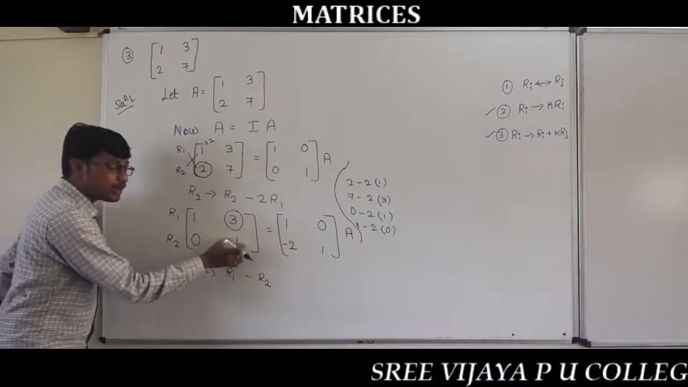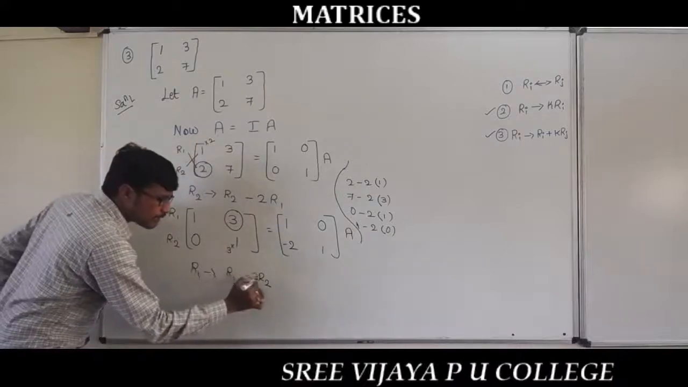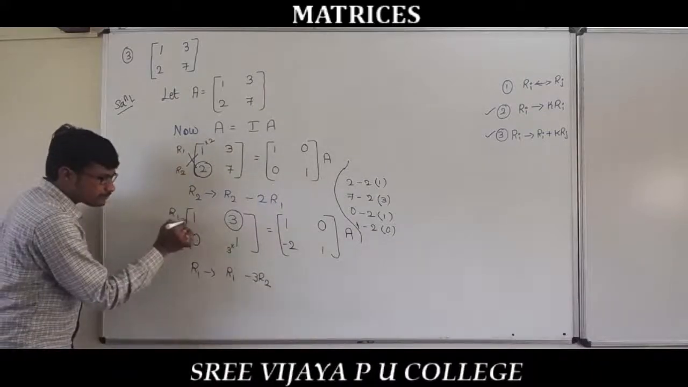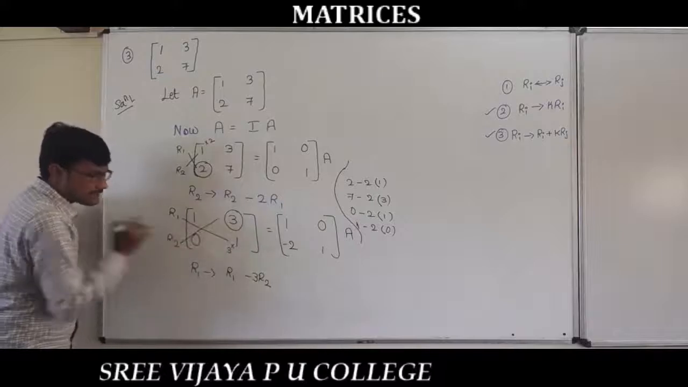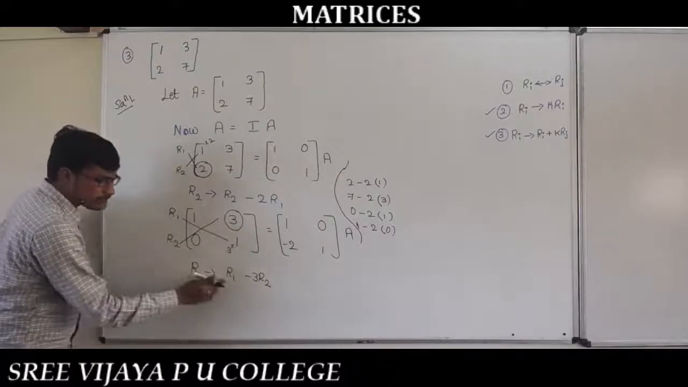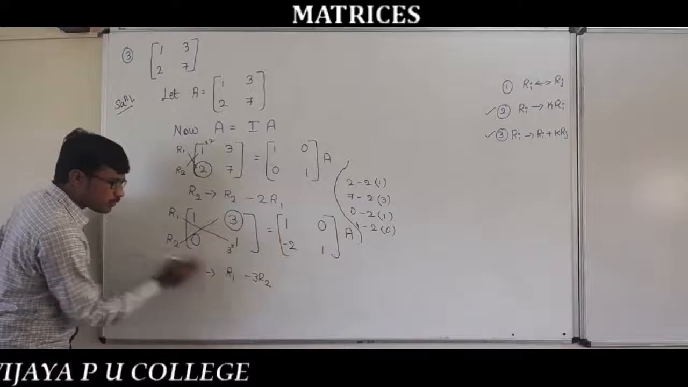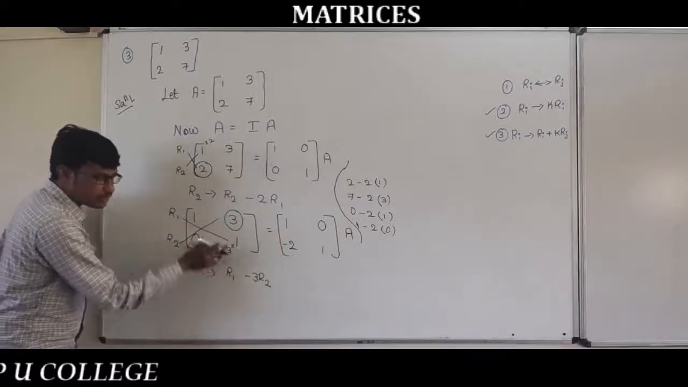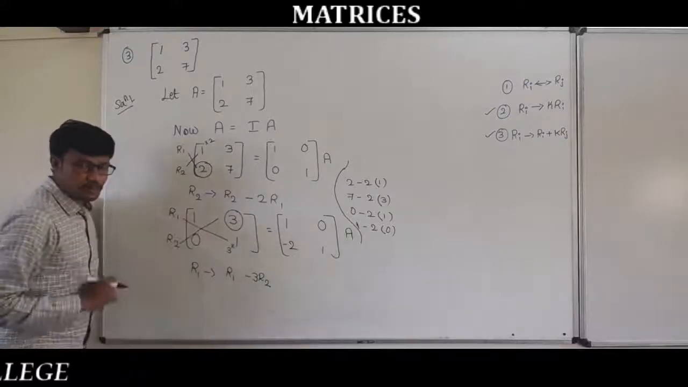This is the R2 element. How much can you multiply? 3 times R2 or normal. So this and this and this and this. So 1 into R1 is R1, subtract 3 into R2 is R2. That is the same as this, like this only. So that's why both are the same, no problem.